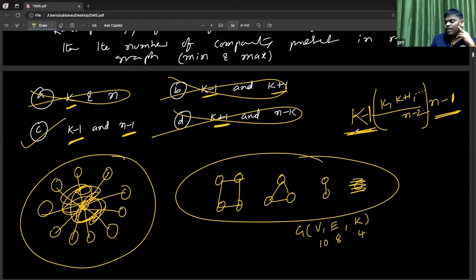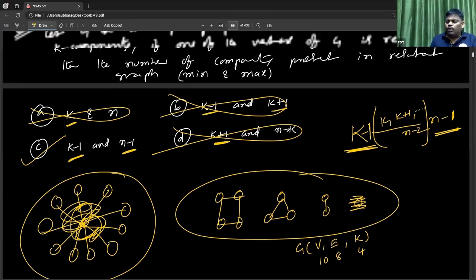I said minimum k minus 1. My answer is wrong if you show k minus 2. My answer is wrong if you show k minus 3. Right? You are saying that is not a minimum, right? Less than that also possible. So minimum k minus 1, maximum n minus 1, in between also possible, depending upon the graph. Fine. Are you happy with this?